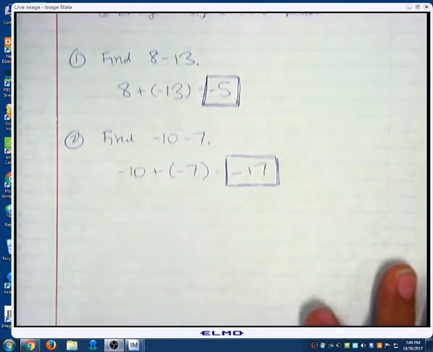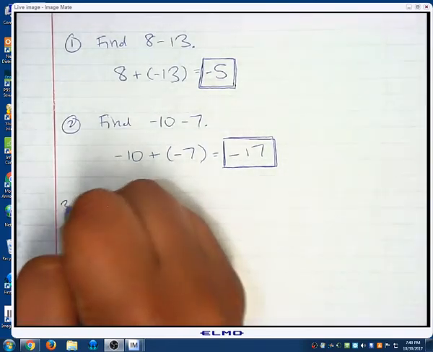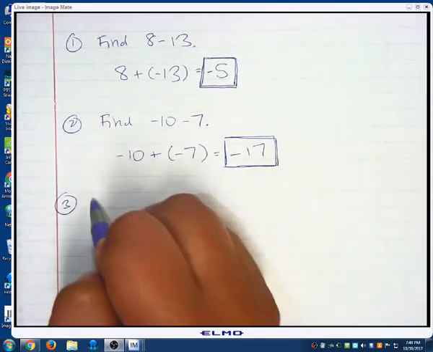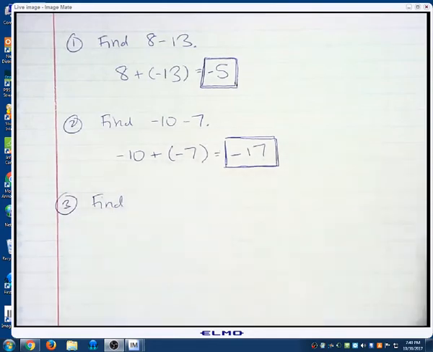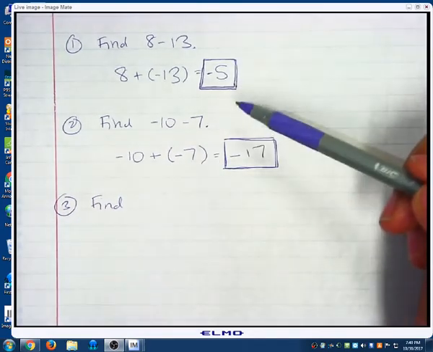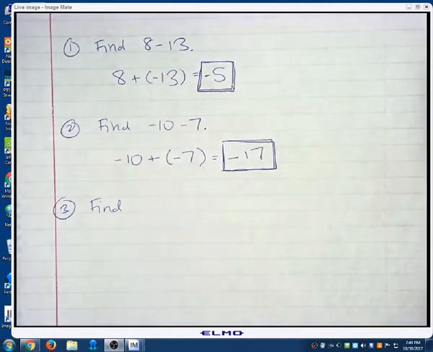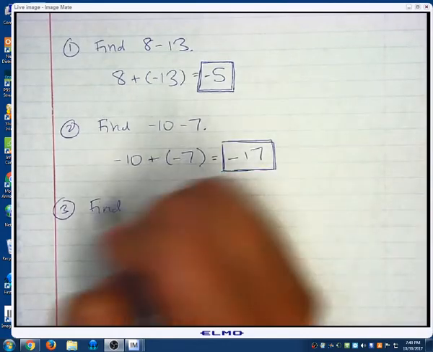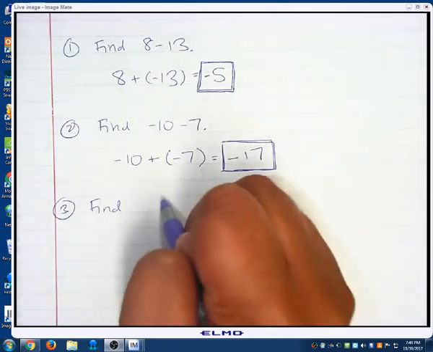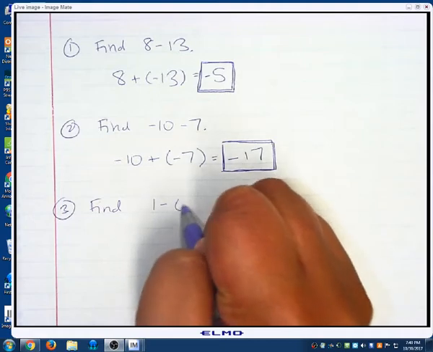So now, this time we're still gonna subtract, but they're gonna be slightly different. In these two problems, we were subtracting a positive. Now we're gonna be subtracting a negative. So the third example is find 1 minus negative 2.